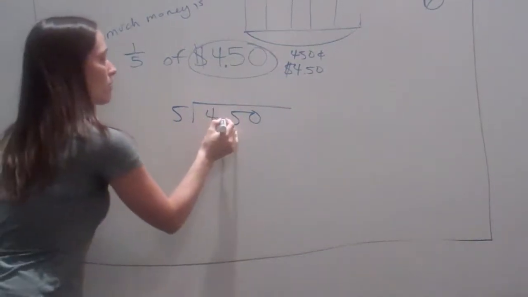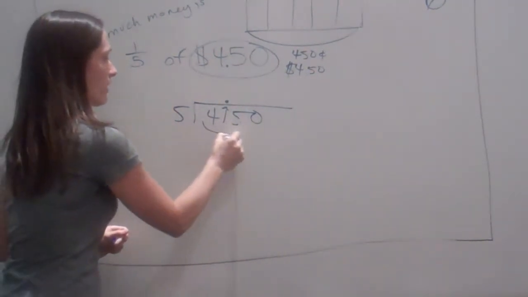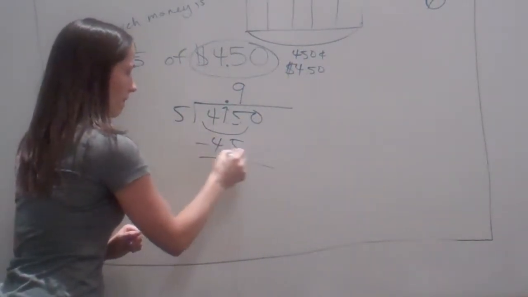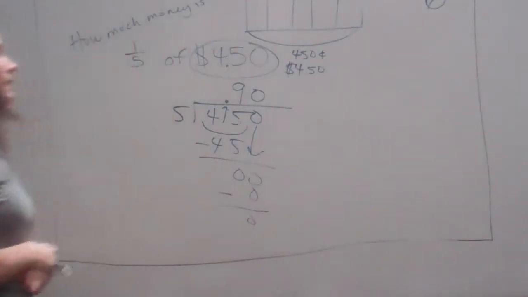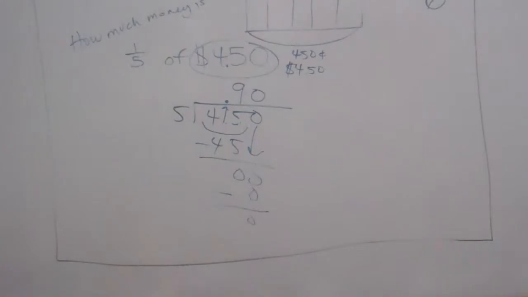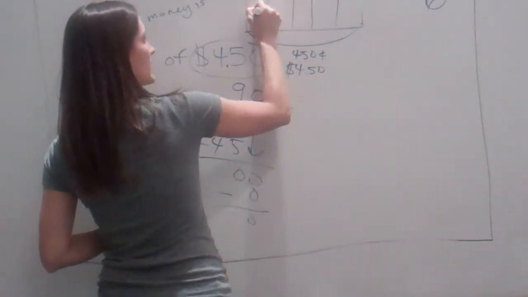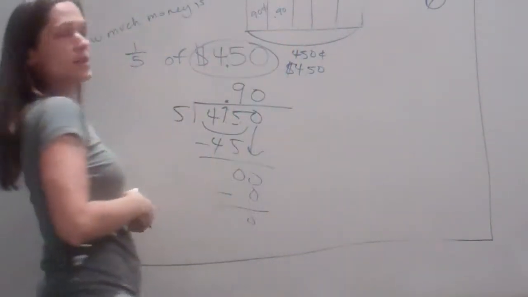Okay? I'm going to go in and move my decimal up. And 5 will go into 45 9 times. Bring my 0 down. 5 will go into 0 0 times. Okay? So, what do I find? That each part is how much? 90 cents. Either 90 cents like that or 90 cents like that. However you want to do it.